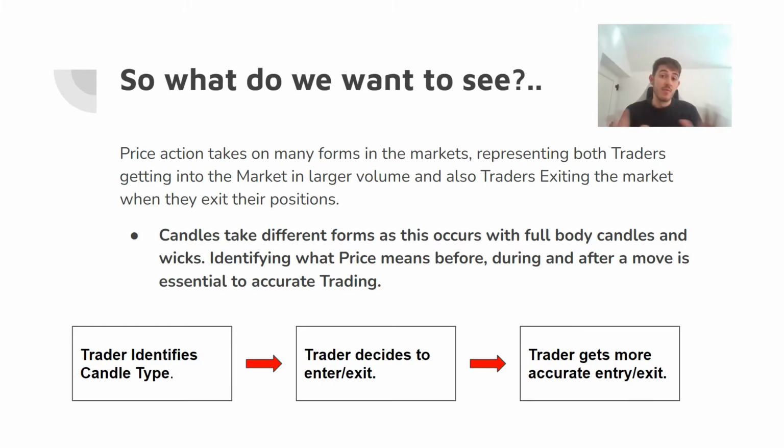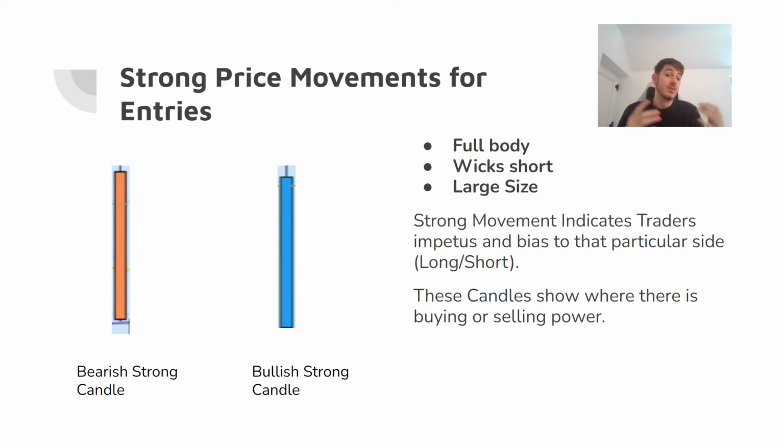The way it really goes is a trader identifies the candle type, then decides to enter or exit, and gets a more accurate entry or exit because they can see what's going on behind the scenes based on what's on the chart in front of them. Remember, we want to trade facts, not fiction. I often mention that if you've seen my other videos. So what does it look like in terms of strong price movements, and how can they benefit us? As you can see, there are two candles I've just taken off a chart, and we're looking for full bodies of candles, short wicks, so the open and close is close to the wicks, and large size. That indicates traders really buying or really selling, and really strong movement. The reason that's helpful is because if you can see where that's happening, you know around that price there's lots of buying power or lots of selling power.